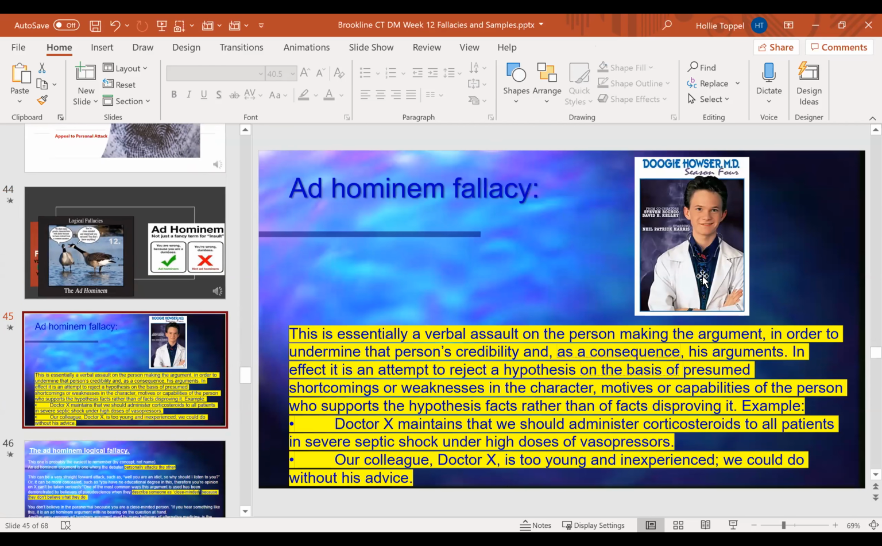Here's another one. This is almost like going to authority because we're saying that just because Doogie Howser is really young, he should administer corticosteroids to all patients with severe stomach shock, but he's too young and inexperienced. What could we do without his advice? So this one here could be appealing to authority or going against his authority. So it's not that. I'm sorry, I just kind of got on the wrong track. We're saying because he's young is the reason why we shouldn't.